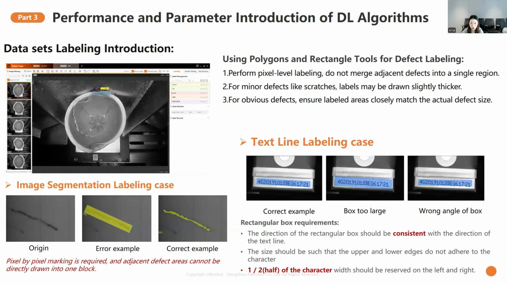So when we train the OCR algorithm, we can always refer to the correct example, because it is a perfect example to show you how to do the sample labeling for OCR algorithm training.